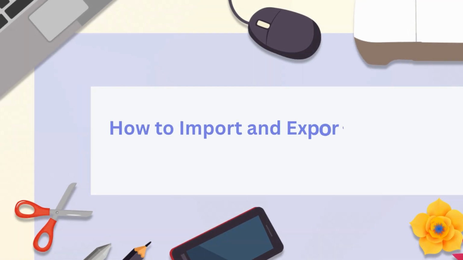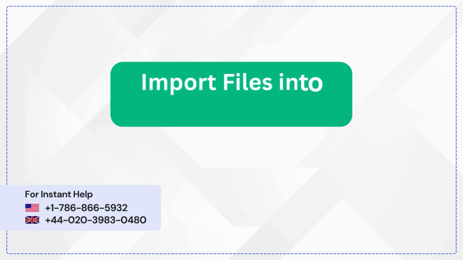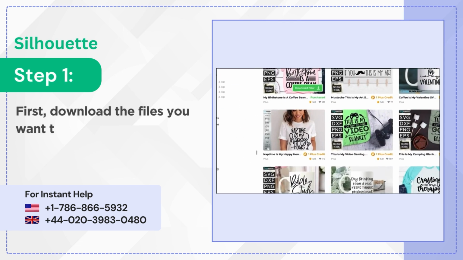How to import and export files in Silhouette Studio. Import files into media. Step 1. First download the files you want to use to your system.